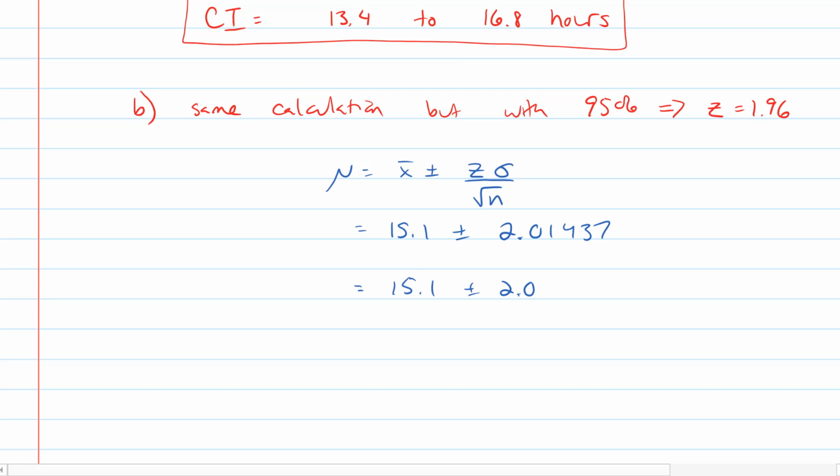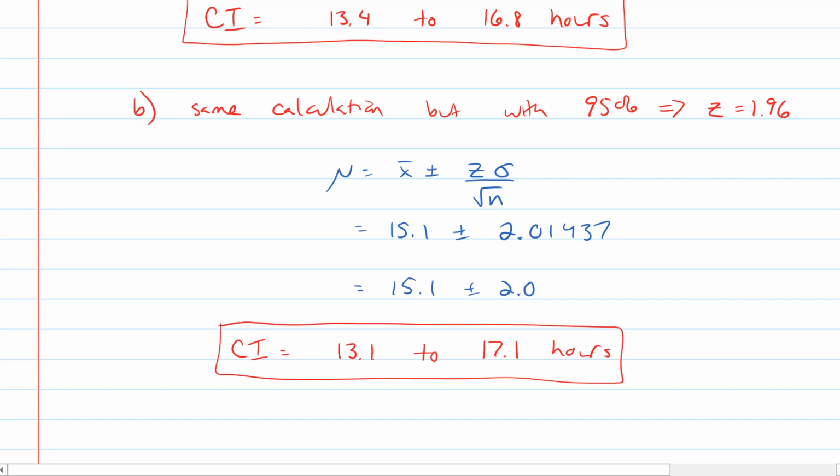And so remember, that's not our final answer. The confidence interval is equal to 15.1 minus 2, so 13.1, to 15.1 plus 2, which is 17.1 hours. So that's our confidence interval for 95%.